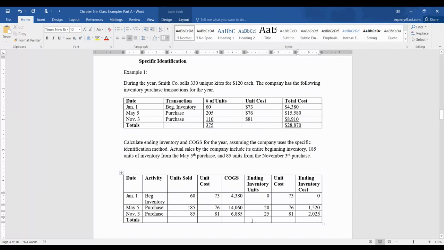Now we're ready to total everything up. How many units did I sell? 60 plus 185 plus 85, 330. I can go back and double check that in the problem. It told me in the beginning, I sold 330 units. What is my cost of goods sold? $4,380 from my beginning bucket, $14,060 from my May 5th, and $6,885 for my November 3rd bucket. Add them all together. Cost of goods sold is $25,325.